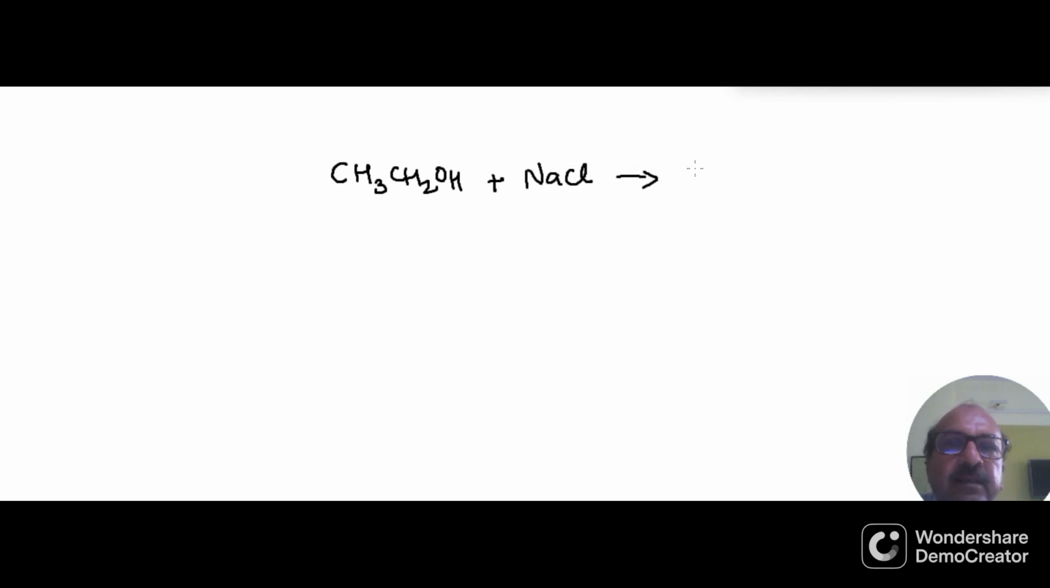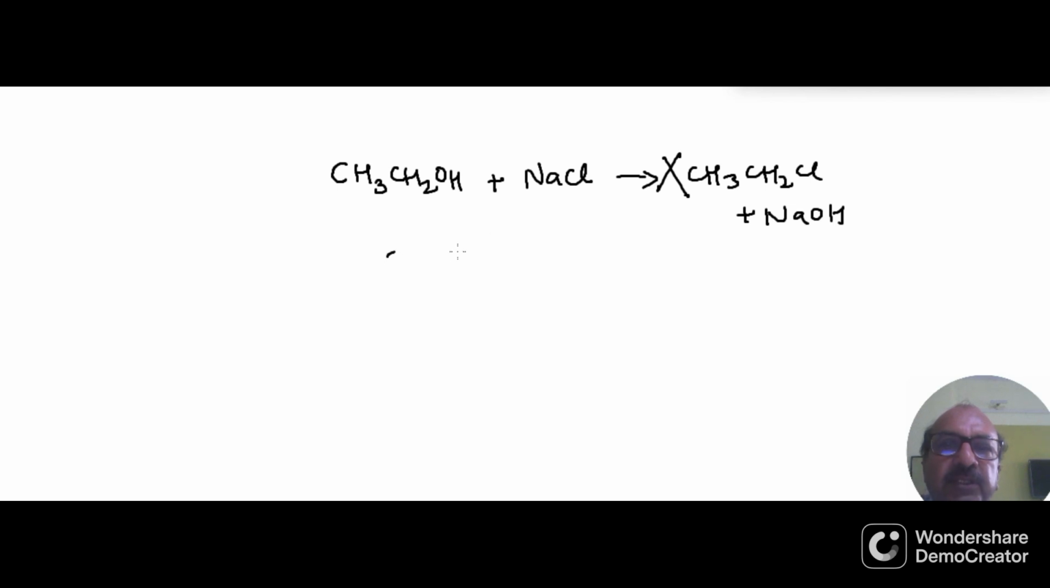And a student writes these two products. Now obviously this reaction, if he writes, would be given a wrong because this reaction really does not take place. But the problem is that the student doesn't know why this reaction doesn't take place. So I'm giving you a simple explanation.